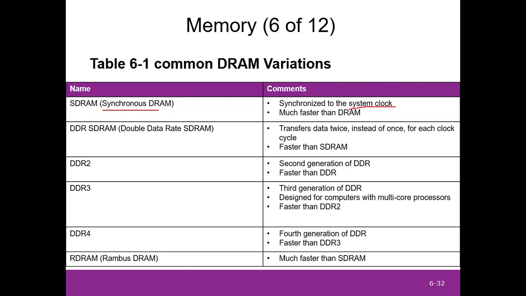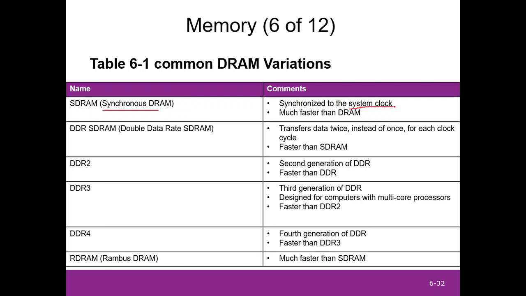Then we have second generation DDR, DDR2. It is faster than DDR. How and why, we are not going to go into that, but you should know ke ye tamam memories kis type ki hain and what are their characteristics. DDR3, it is third generation of DDR, and it was designed for computers with multi-core processors, and again it is faster than DDR2. Similarly, DDR4, fourth generation of DDR, it is faster than DDR3. Every generation basically improves the speed.